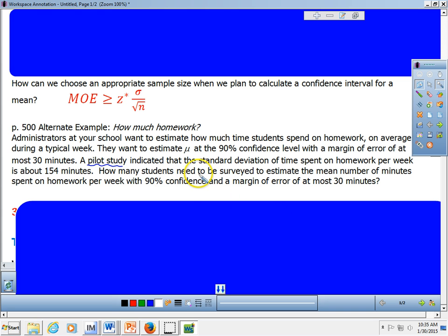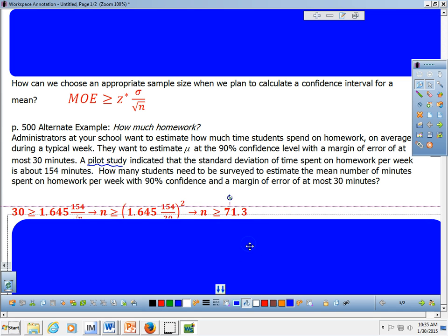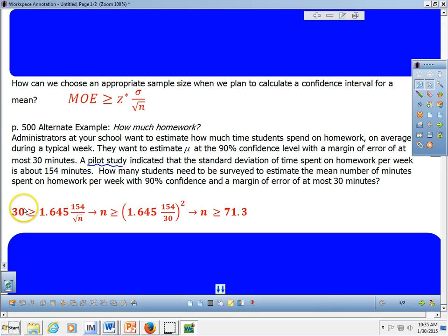So how many students need to be surveyed to estimate the mean number of minutes spent on homework per week with 90% confidence and a margin of error of at most 30 minutes? We're going to take our formula here and plug in our numbers, right? So we don't want any more than 30 minutes of margin of error. Our critical value for a 90% confidence level is 1.645.